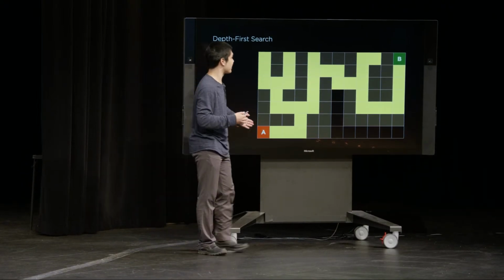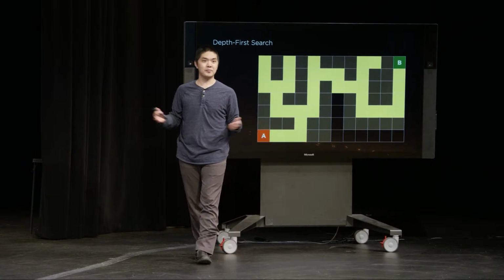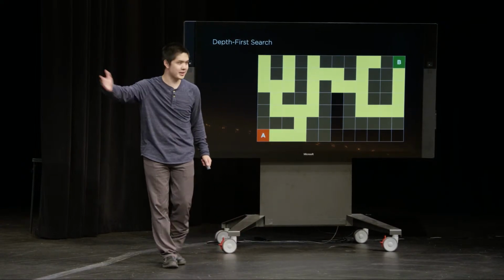Like if there is a way to get from point A to point B, then this algorithm will eventually find it because it tries something. And if we reach a dead end, then we try it again. And we keep doing that until eventually we find our way to the destination. But this algorithm isn't great. There are certainly some problems and maybe room for improvement.